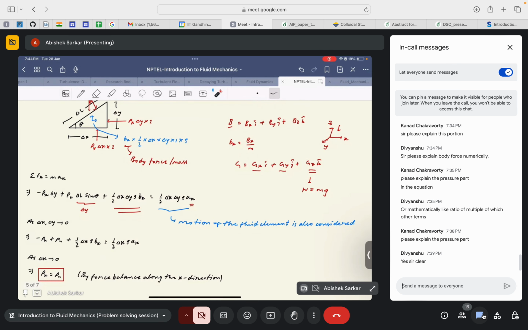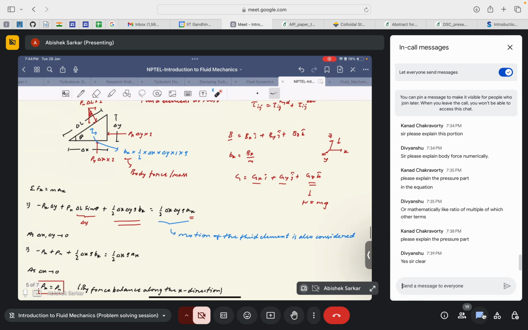Let us discuss the pressure part as well. In this case the pressure part is only becoming relevant because we are considering initially that the fluid is at rest. There can be stress components as well when it is in motion, but we are disregarding that part because we are only focusing on the effects of pressure on the fluid element.